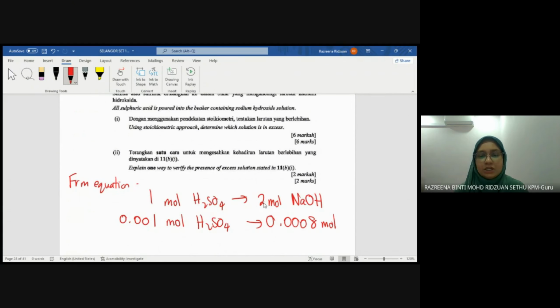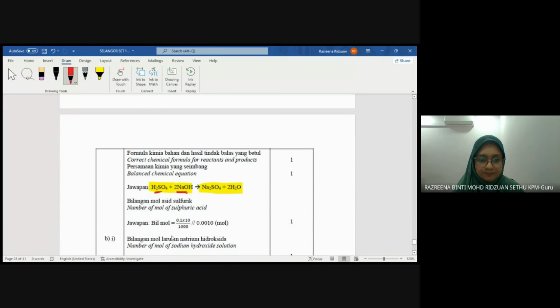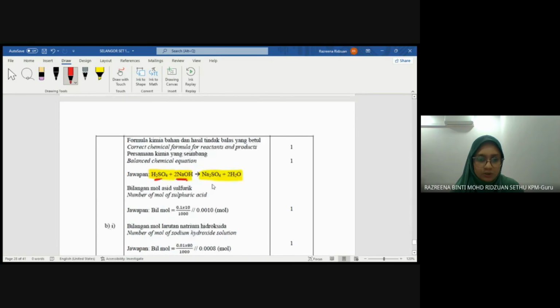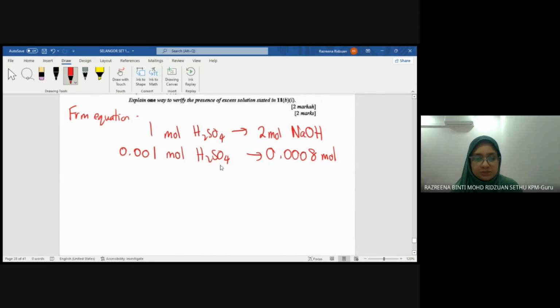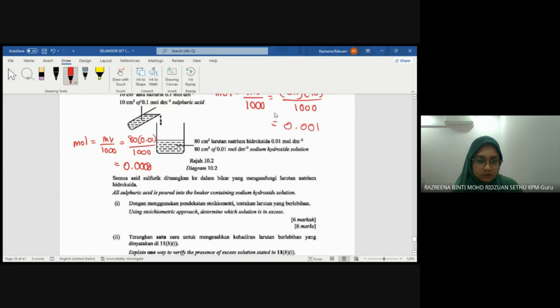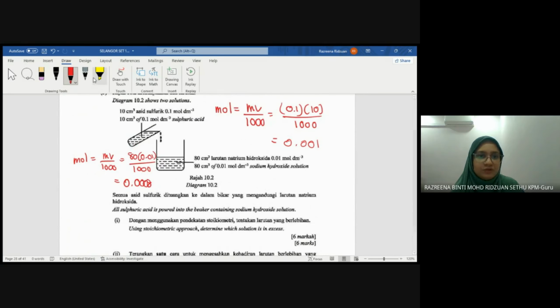1 mole of acid, you must use 2 mole of this. If you use 0.001 mole of this, so how much is this? Okay, so there's something wrong with the scheme here because 0.001. Okay, now which one do we choose is smaller? Okay, now when you have two solution, which value is smaller? This value is smaller, this value is bigger, right?